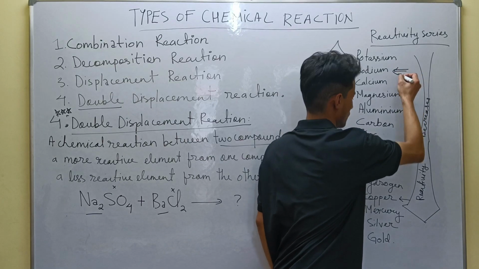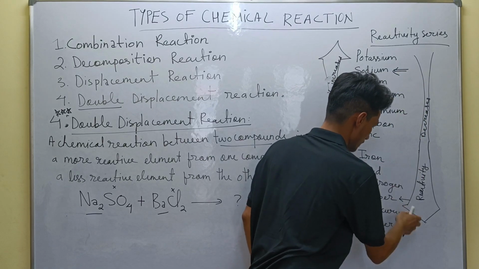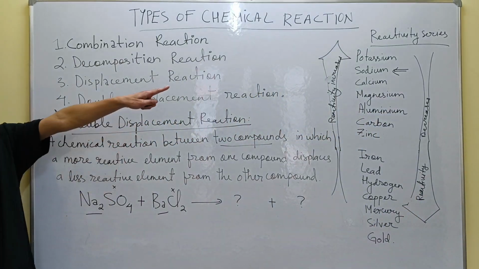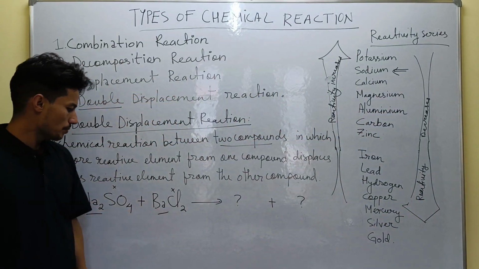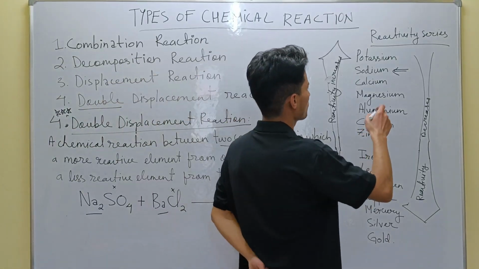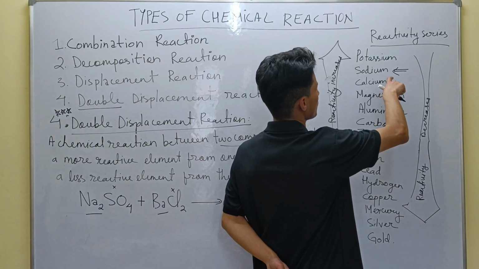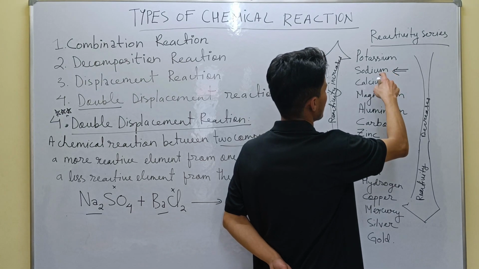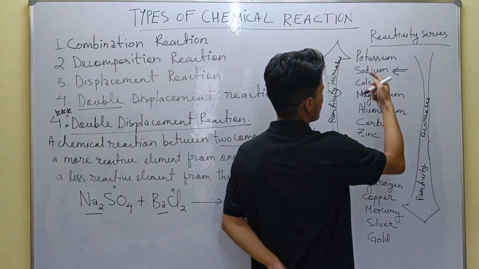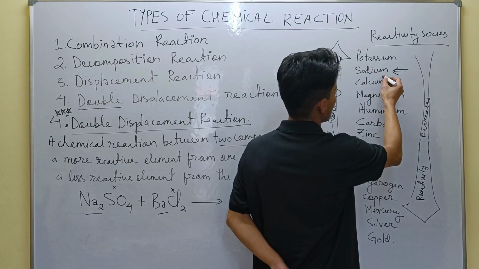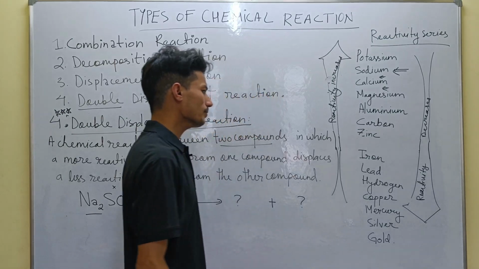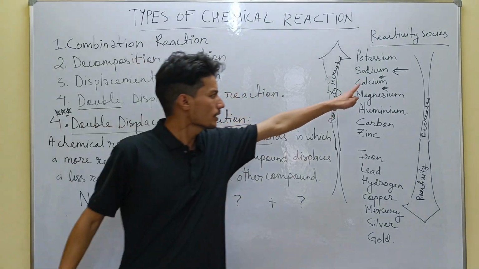So let us make an arrow here. Now let us forget about this one. So we have sodium there, and barium. Barium is not there, but if I'm not mistaken, I think barium is somewhere between here. It may be either here or here. So it is either between sodium and calcium or between calcium and magnesium. Remember this. So barium will be either here or here.